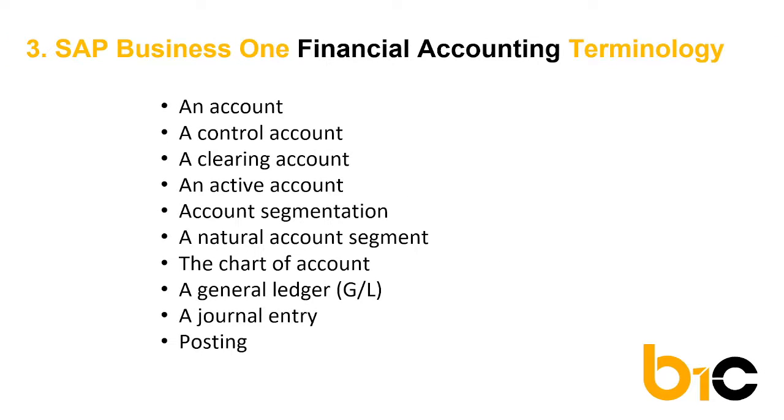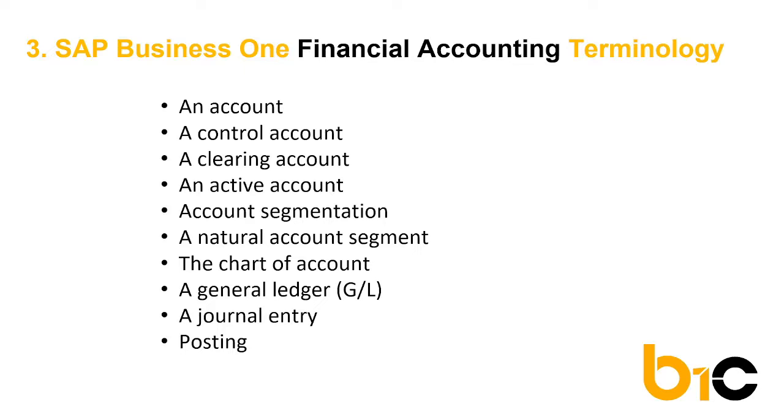Before going any further, we need to clear the terminology associated with SAP Business One financial accounting. An account is a formal record of a certain type, including asset, liability, equity, revenue, or expense. It shows its beginning balance, transactions, and resulting ending balance. A control account is a record linked to a business partner. Every time you post a document to the business partner, the corresponding journal entry also covers the associated control account.